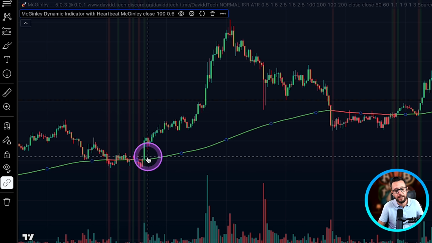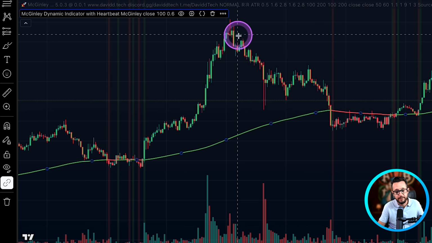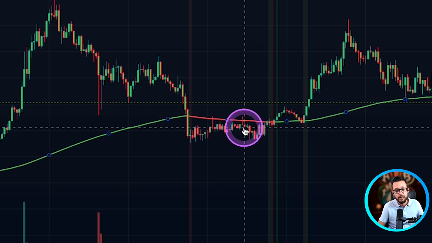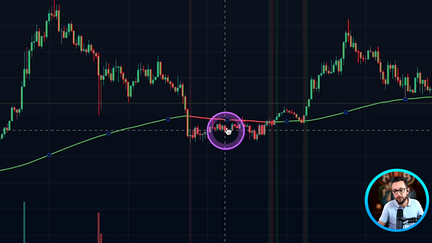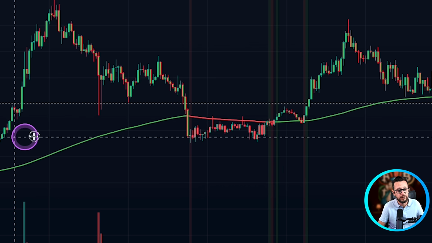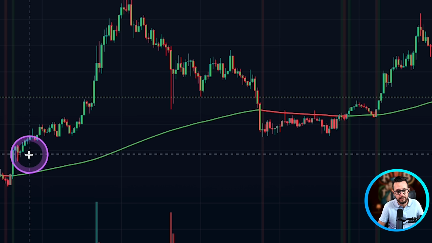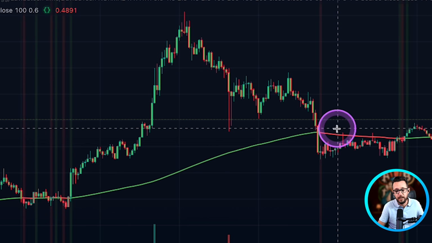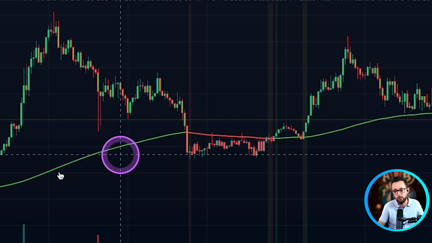As you can see, the McGinley is absolutely brilliant at detecting these moves, although with all moving averages, sometimes it doesn't stay in for long enough or can get wicked in and wicked out. That's why we use more indicators so that we can get the best entries. So when price is above the McGinley and it is green, we're looking for longs, and when it's below and red, we're looking for shorts.